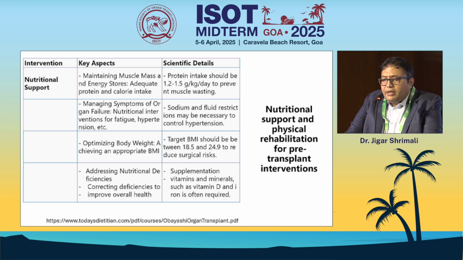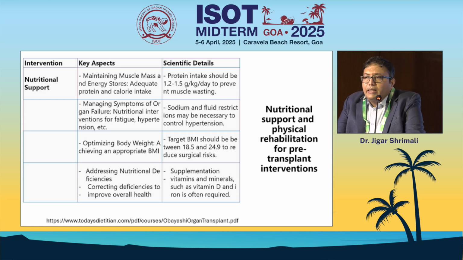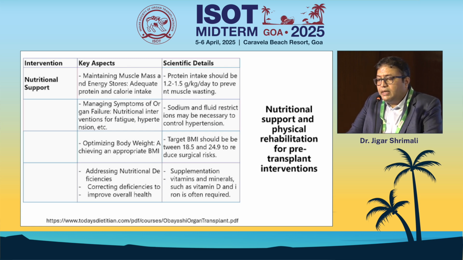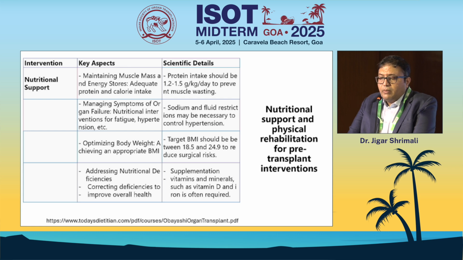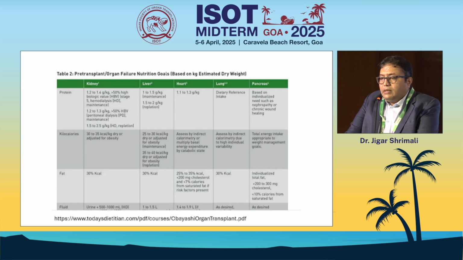This pre-rehabilitation, just like in any ill patient where rehabilitation is needed, significantly impacts the recovery, bone density and overall resilience. So say, for example, we need to maintain muscle mass and energy stores, and address symptom-related nutritional issues, for example sodium and fluid restriction. We need to optimize the body weight, maintain BMI between 18.5 and 24.9, and finally we need to focus on micronutrient deficiency. These slides contain key reference guidelines for the diet part.